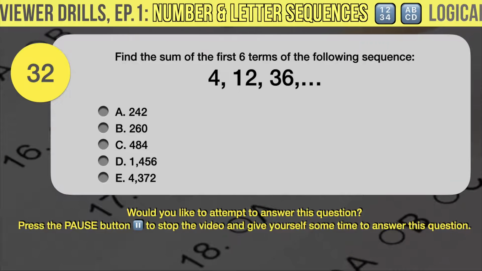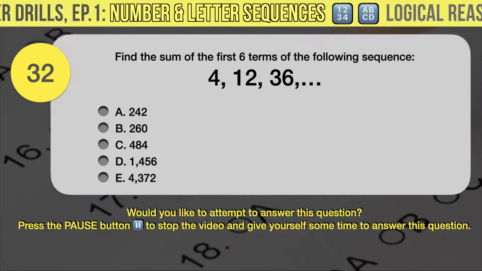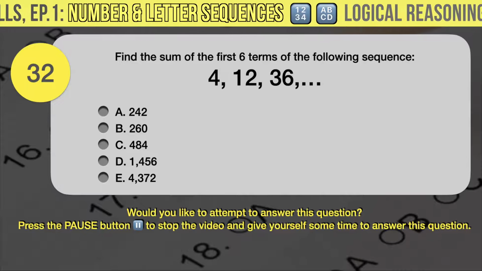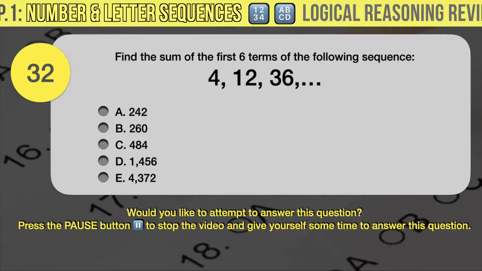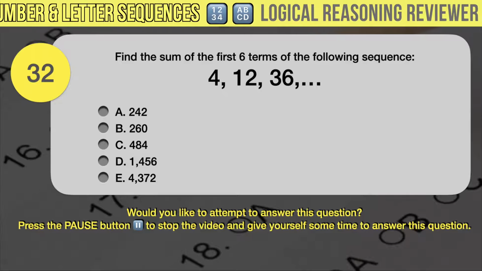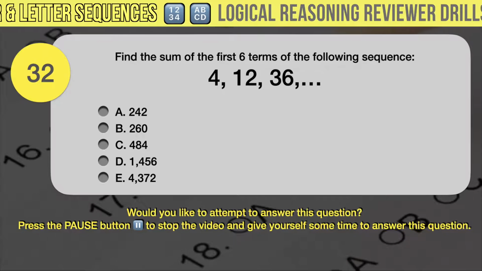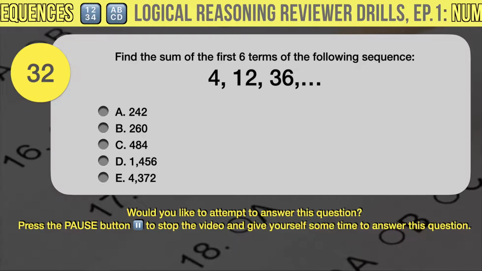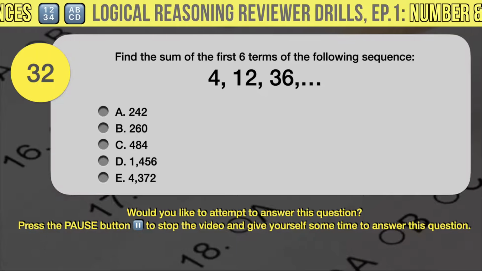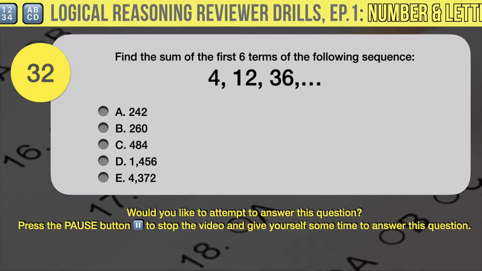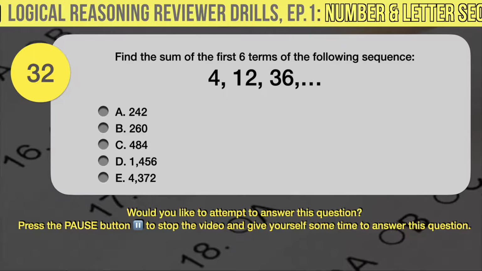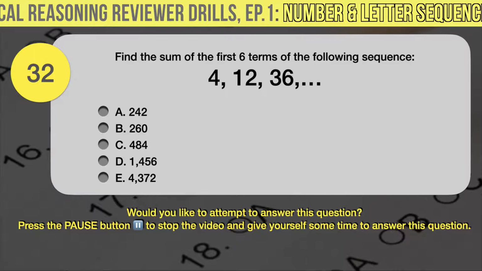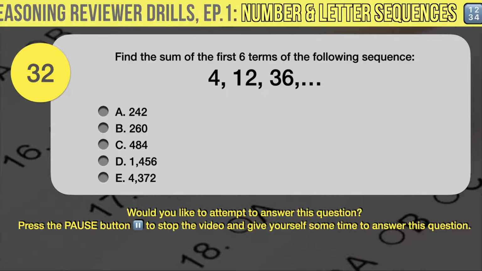Drill question number 32. Find the sum of the first 6 terms of the following sequence. 4, 12, 36. Your answer choices are A, 242. B, 260. C, 484. D, 1456. E, 4372. The correct answer is D.